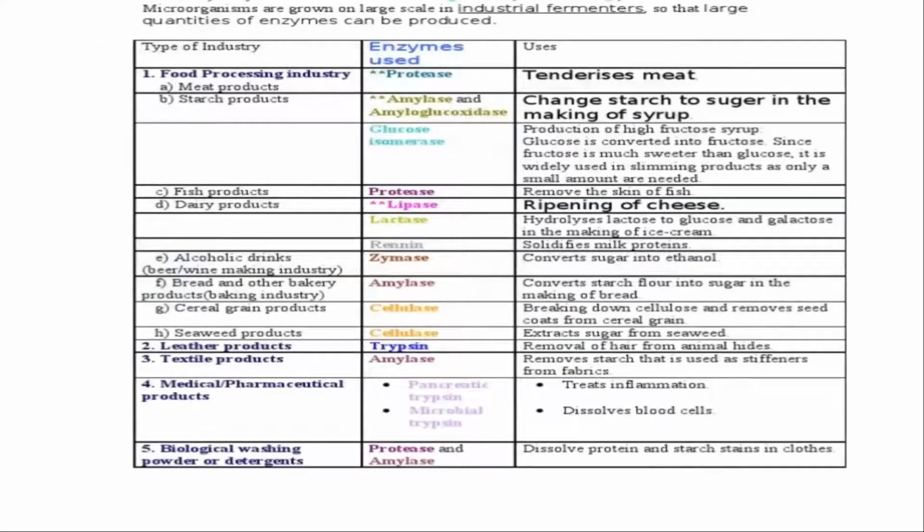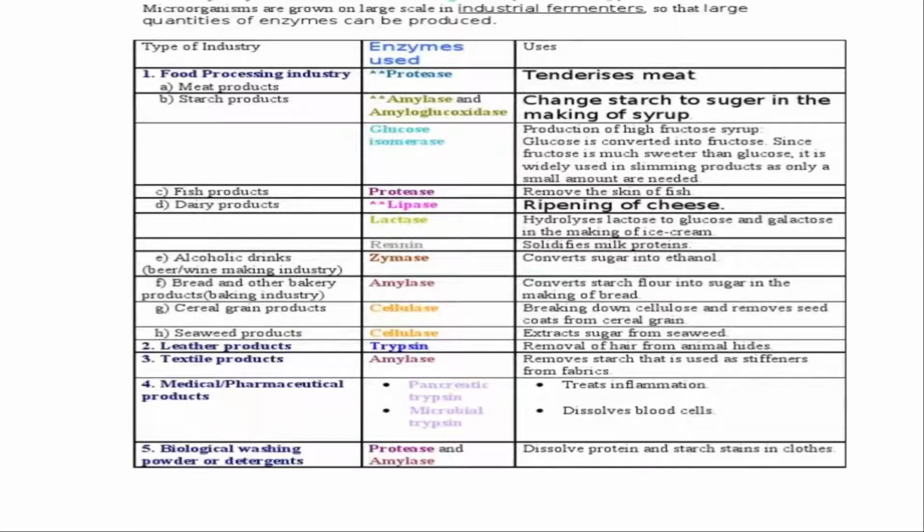Now for the enzymes in different food industries. Yes, enzymes are not only found in living cells, they are also found in different food industries. For example, food processing industries, which tenderize meat and make syrup, fish products, dairy products, alcoholic drinks that convert sugar into ethanol, and making of bread, seaweed products, leather products, and removal of hair from animal hides and textile products. And medical and pharmaceutical uses are most important.